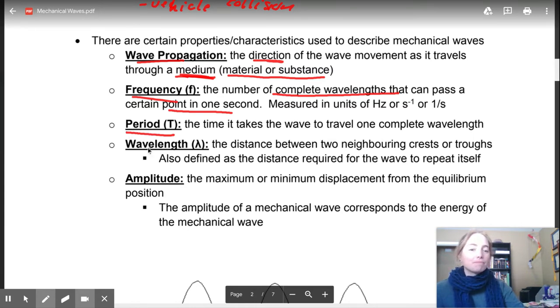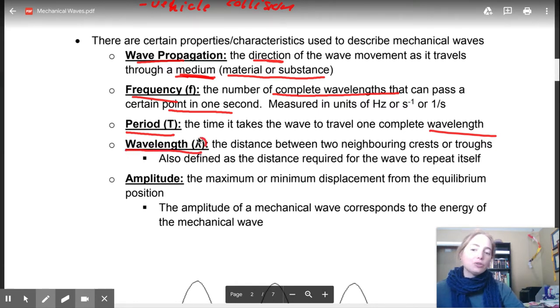The period is the same idea. The time it takes for one cycle to be completed. In this case, one cycle is one wavelength. So we need to look at what a wavelength is for that to happen.